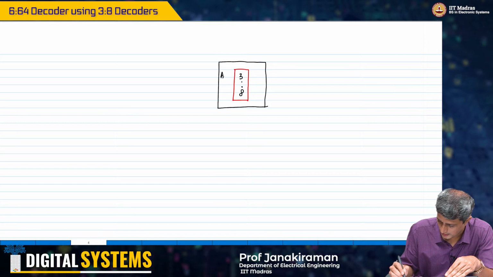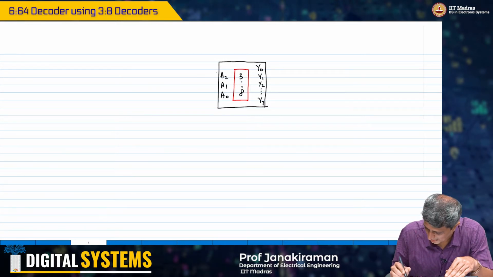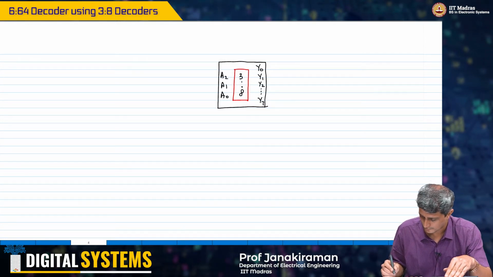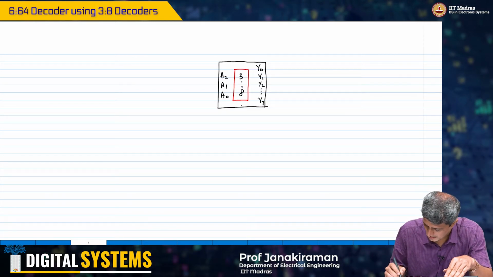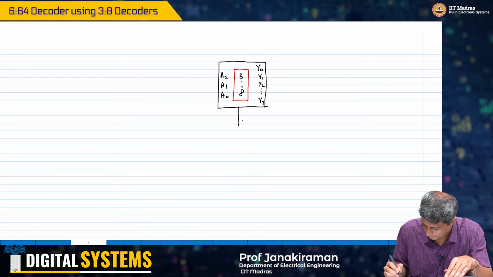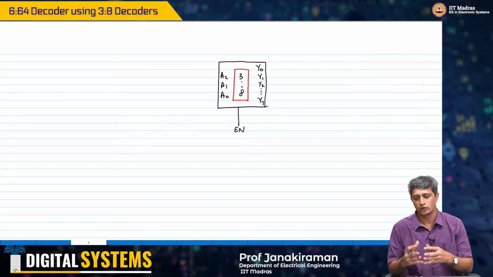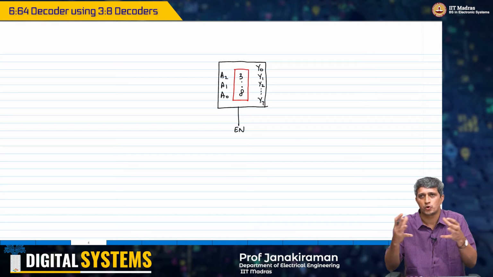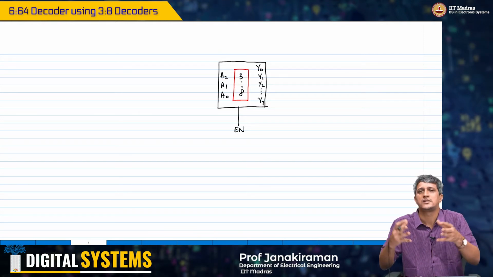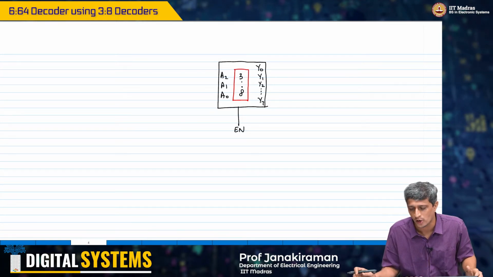A2, A1, A0, Y0, Y1, Y7. Okay, and I have the enable signal here, right? So this is my enable signal, En. Okay, now what I want to do therefore is to figure out how to connect these decoders together, such that this higher 6:64 decoder can be built.